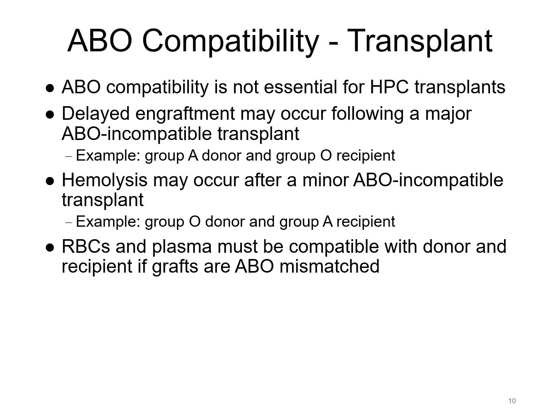But you do have delayed engraftment that can happen when you do have any sort of major ABO incompatible transplant. So for example, if a group A donor is given to a group O recipient. You can actually see the presence of hemolysis that can happen even after your minor ABO incompatible transplant. So an example of that would be your group O donor going to your group A recipient. But again, when we're doing red blood cells and plasma products, we're going to make sure that they are compatible, like I stated, not only with the donor but also the recipient of that graft.